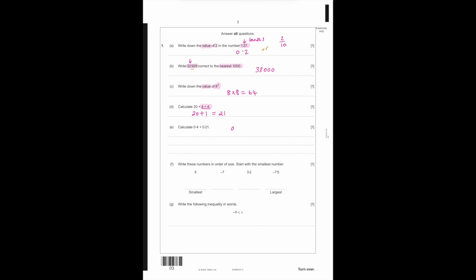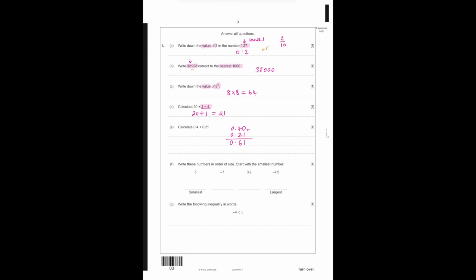E, calculate 0.4 plus 0.21. So I'm going to use column method. So I've got 0.4. What's important here is I align my columns. So my decimal points need to match up and be aligned. So what you'll notice here is I have a gap above the 1 in this column. So I'm going to put a placeholder 0 there. And then I'm going to add. So 0 plus 1 is 1. 4 plus 2 is 6. 0 plus 0 is 0. So 0.61 is our answer. Best to put that into columns, guys, so that you get the place values lined up accordingly.